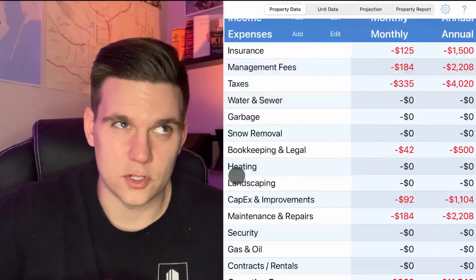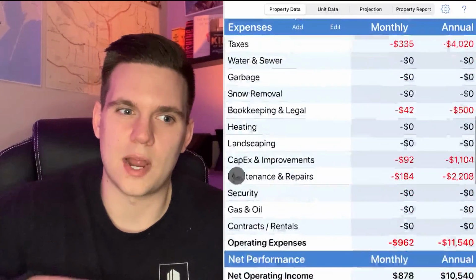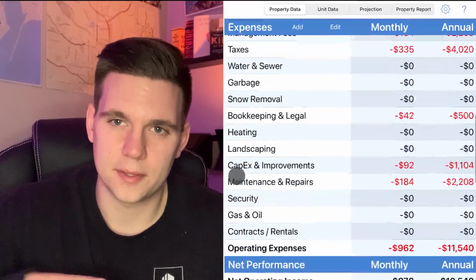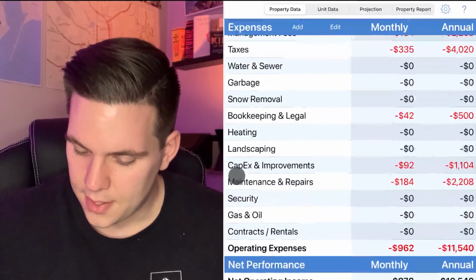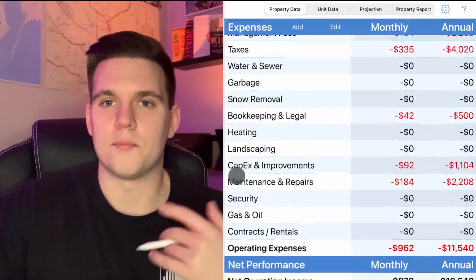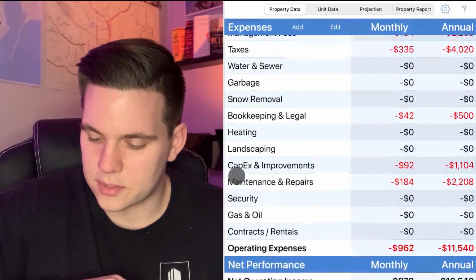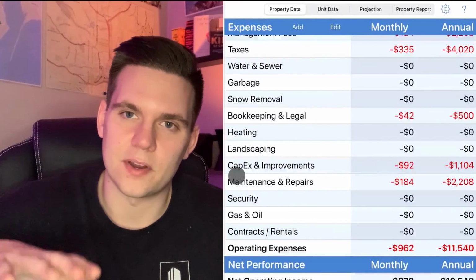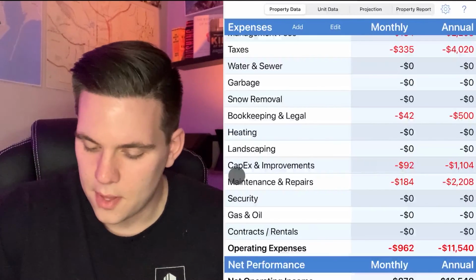That typically ranges on the 24-unit building that we have. It's around $200 to $250 a month, so something to keep in mind. Next is snow removal. I could go on and on about the details of a lot of these, but I'm trying to keep it very, very high level and simple.